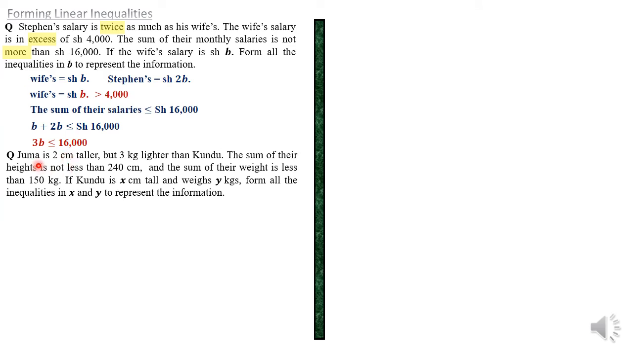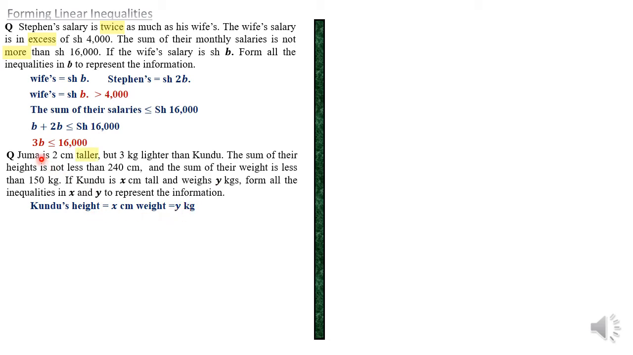Another question. Juma is 2 centimeters taller, but 3 kilograms lighter than Kundu. The sum of their heights is not less than 240 centimeters, and the sum of their weights is less than 150 kilograms. So if Kundu is X centimeters tall and weighs Y kilograms, form all inequalities in X and Y to represent the information. Again, we begin with a statement that Kundu is X centimeters tall and Y kilograms in weight, and that's information there.